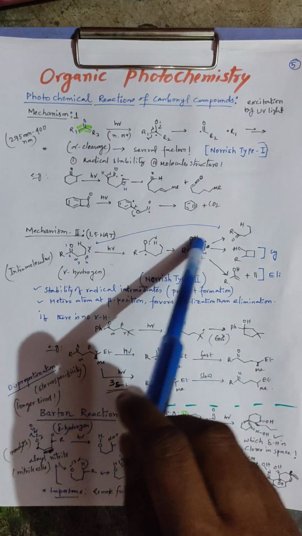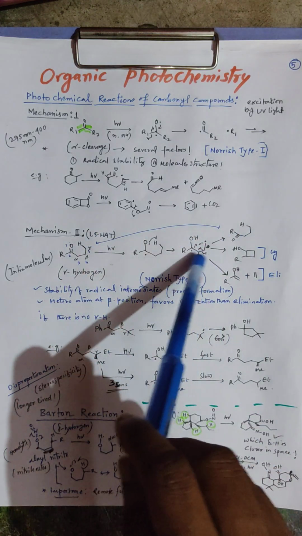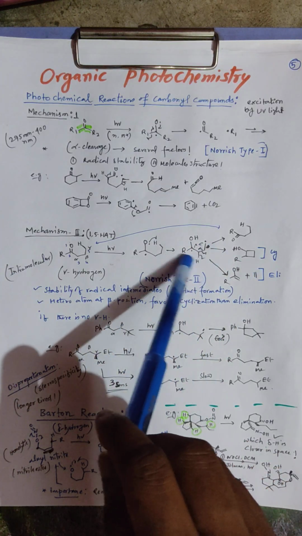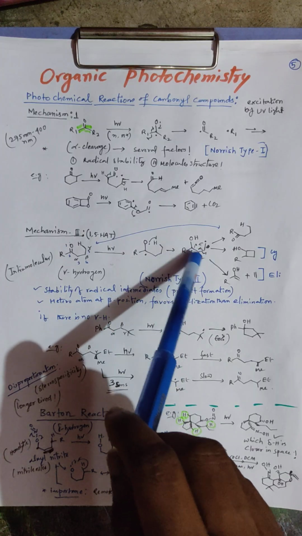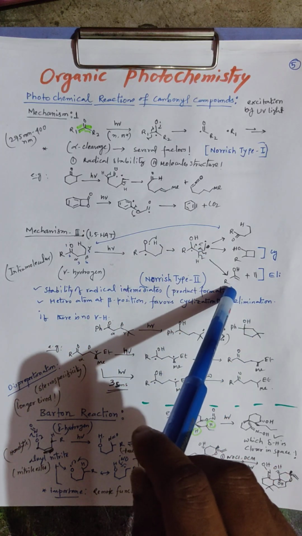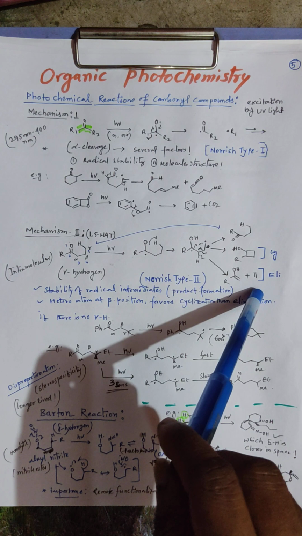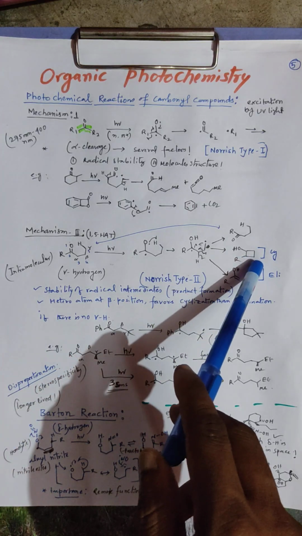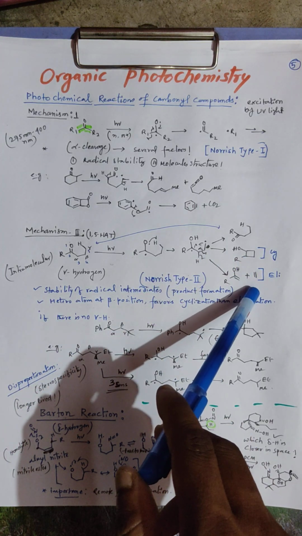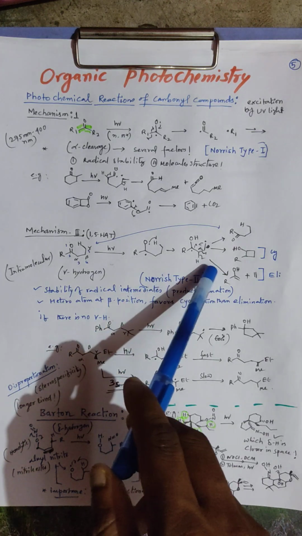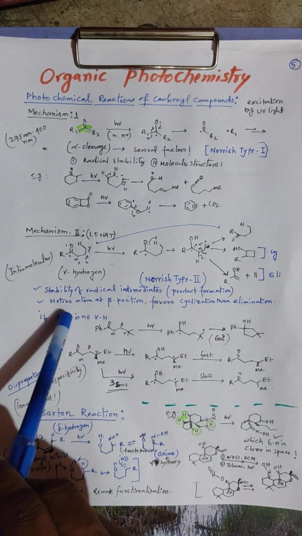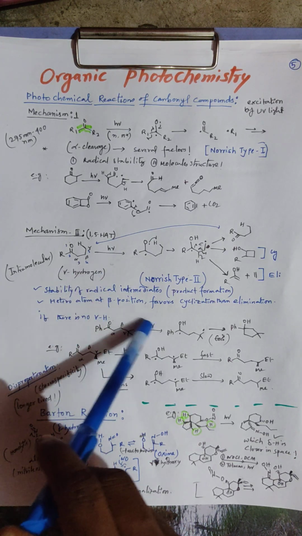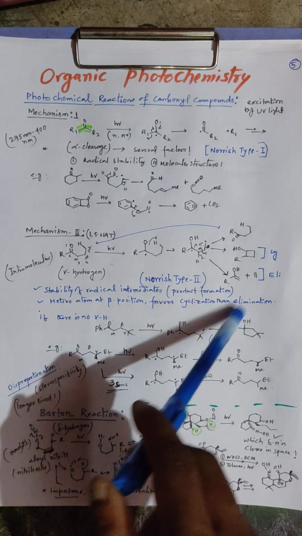Now this has three different possibilities. One, it is converted back to starting material; or it gets cyclized to give the cyclization product; or it gets eliminated near this radical, giving the eliminated product. One is the enol and another is the olefin. Which type of product will form, either cyclization or the eliminated product, depends on the stability of the radical intermediate.